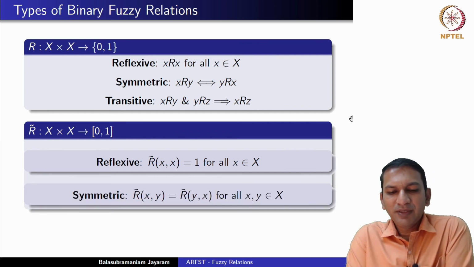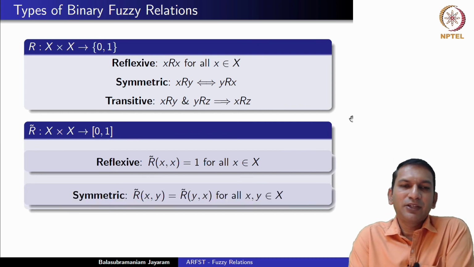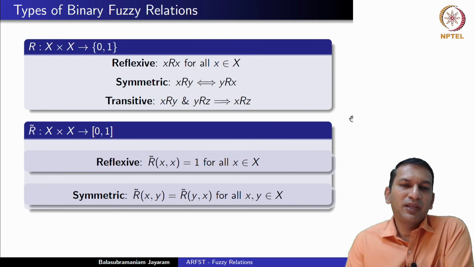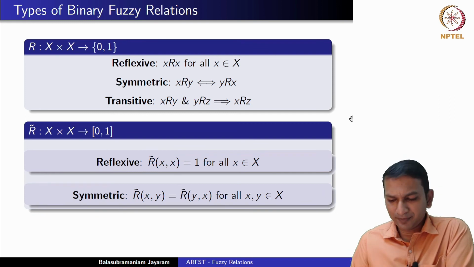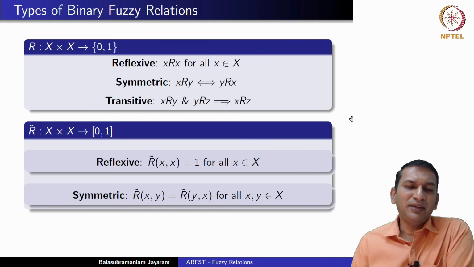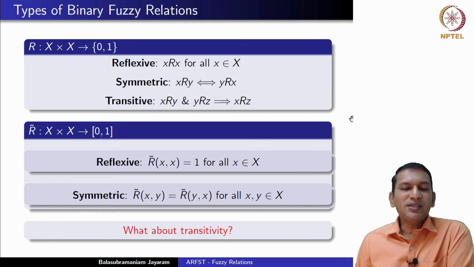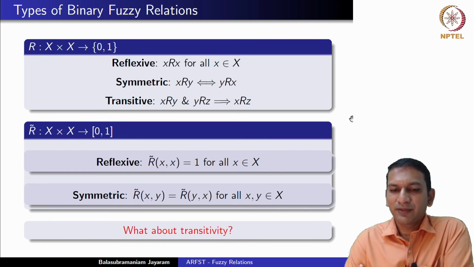Now, when do we say it is symmetric? It is clear that if x is related to y under the relation to some degree, then y should also be related to x to the same degree. So essentially, the matrix of the fuzzy relation should be symmetric. The question is, how do we define transitivity?